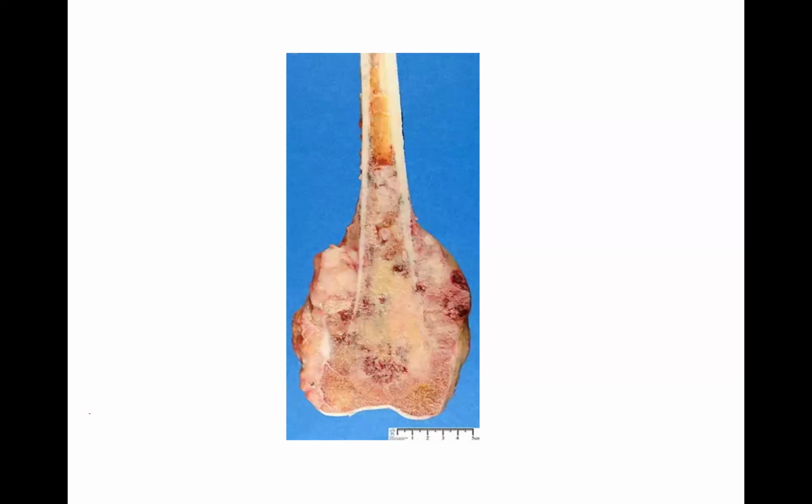Yes, sir. First, I'd like to do an X-ray of the affected bone and an MRI of the affected limb, and a biopsy for confirmation of the diagnosis. Why MRI? Why not CT scan? Sir, MRI to look for bone marrow infiltration. I'd like to do MRI, sir.